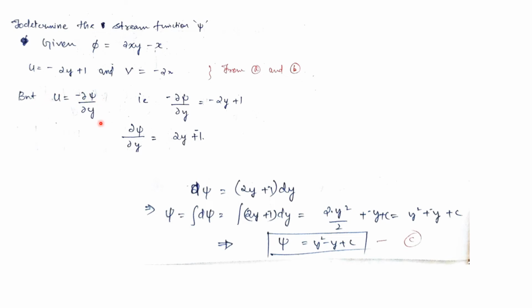u is minus dou psi by dou y, and that means minus dou psi by dou y would be, write that value, minus 2y plus 1, and rearrange it. That means you take the negative to the other side. Dou psi by dou y would be 2y minus 1. So dou psi by dou y is 2y minus 1 over here.